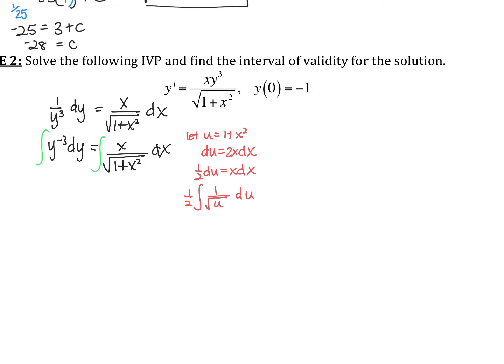That becomes easier to integrate for most of us. Some of you are very good at seeing those patterns and can just do it. Great. More power to you. And so then we get the square root of 1 plus x squared plus c on that right-hand side. And on the left-hand side, if we integrate that, what do we get? Go up a degree, divide by that degree. So we get y to the negative 2 over negative 2, or 1 over negative 2y squared.